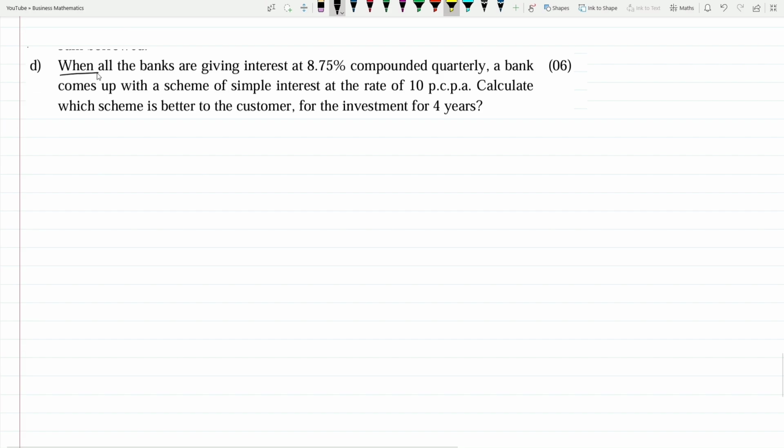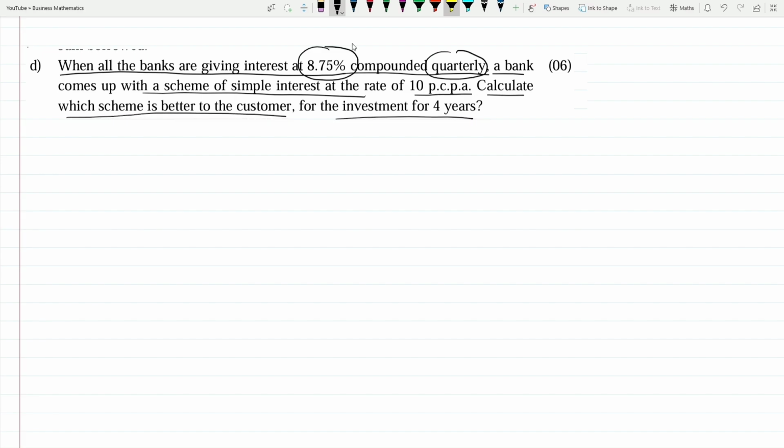We have, when all the banks are giving interest at 8.75% compounded quarterly. So we have a rate of interest which is 8.75 and that is compounded quarterly. A bank comes up with a scheme of simple interest at the rate of 10% per annum. Calculate which scheme is better for the customer for the investment for 4 years.